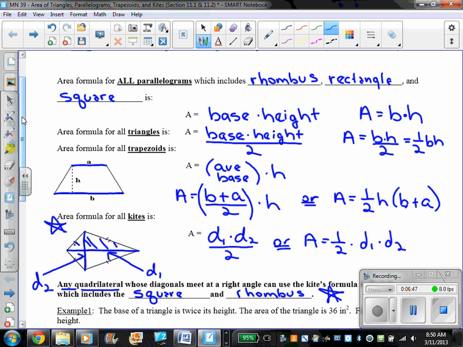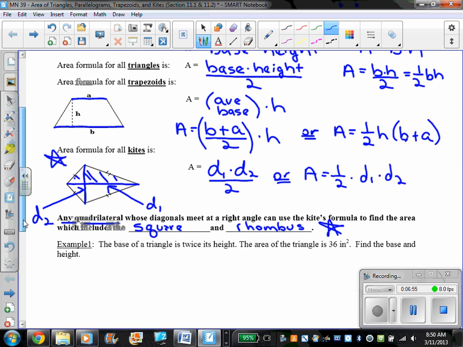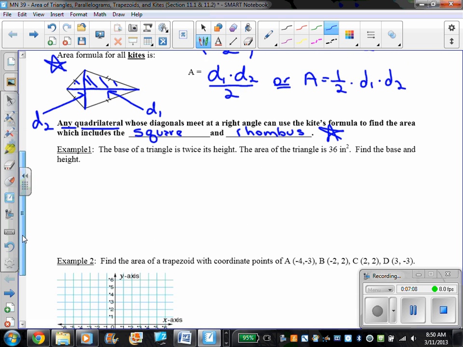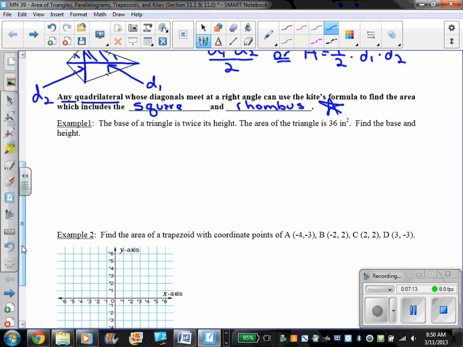The area formula for a trapezoid is again the same thing, base times height, but because you have 2 bases, you have to average those bases. And the interesting one, which is the kite, has an area formula that deals with the diagonals. And again, if you forget that, you can also find the area of the right triangles or the 2 congruent triangles within the kite. Again, don't forget square and rhombus have perpendicular diagonals as well, so you can use the kite formula for that, and that is an easy one to forget.